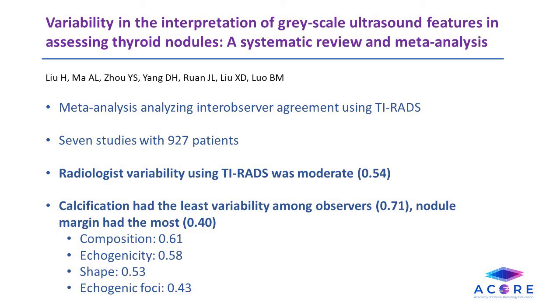Among thyroid nodule features, they found that calcification had the least amount of variability amongst radiologists at 0.71, and nodule margin had the most, 0.41. Other features they looked at were composition, echogenicity, shape, and echogenic foci, with decreasing degrees of inter-observer agreement.